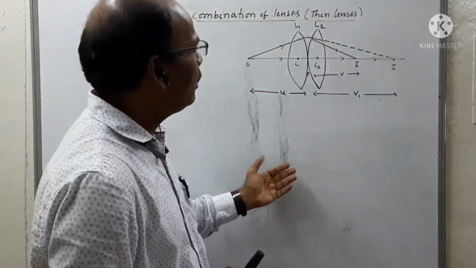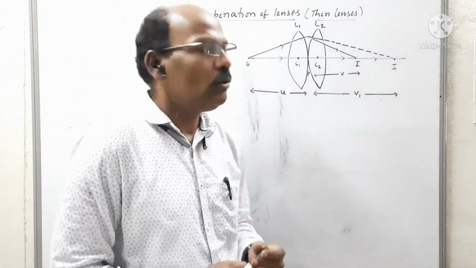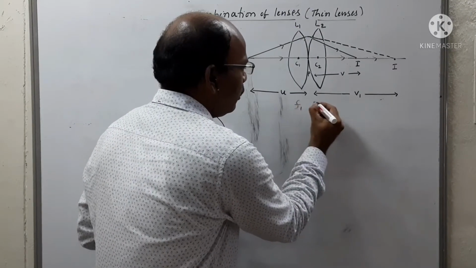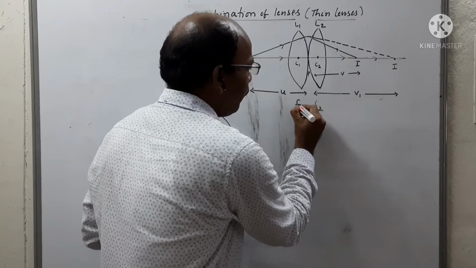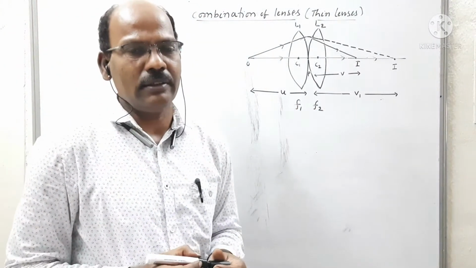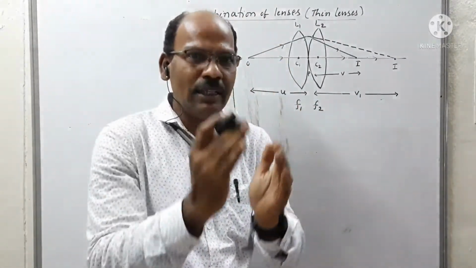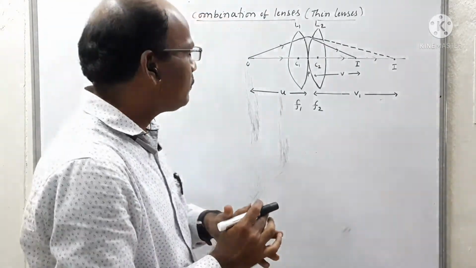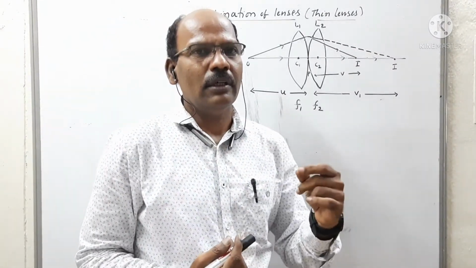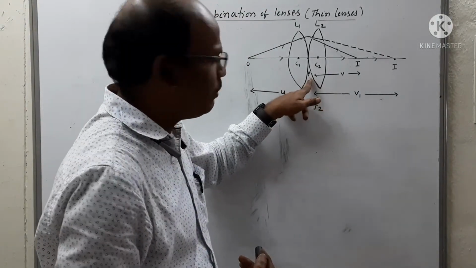Here we are observing that L1, L2 are the two thin convex lenses whose focal lengths are represented as F1 and F2. So F1 and F2 are the focal lengths of the given two thin convex lenses. The two convex lenses are in contact coaxially such that the optical centers of the two lenses exactly coincide at one point, which is represented as P.